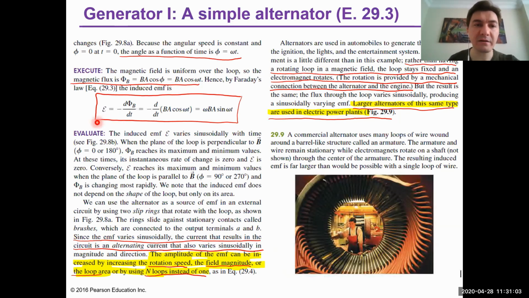And then EMF is given by time rate of the magnetic flux. Put the magnetic flux here. If you take the derivative as a function of time, then we will get this one, omega BA sine omega t. So what it tells, EMF varies sinusoidally by time. Look at this one.